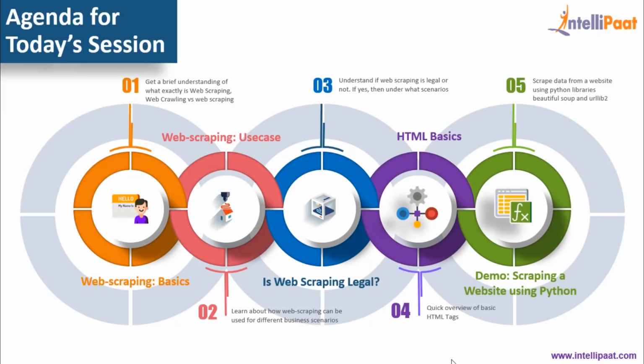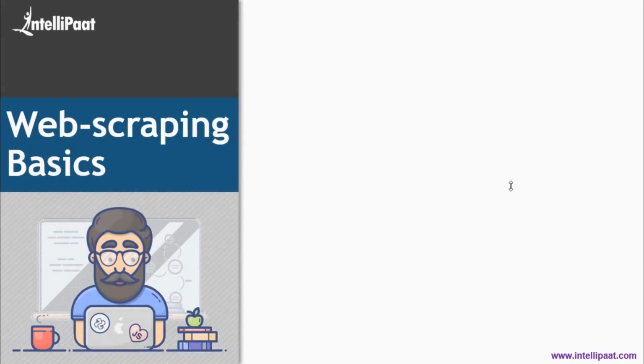Once done with this, we'll move to the demo part, where I'll show you how you can scrape data from the web using the Python libraries Requests and BeautifulSoup. For this tutorial session, it would be good if you have a basic knowledge of HTML tags. If not, then don't worry, I'll discuss some of the basic HTML tags during this session. I hope the agenda is clear to you. So without delaying any further, let's quickly jump into web scraping basics.